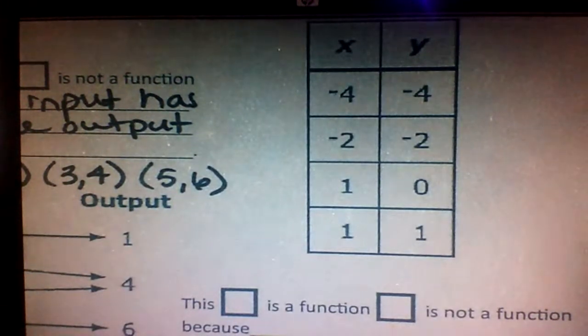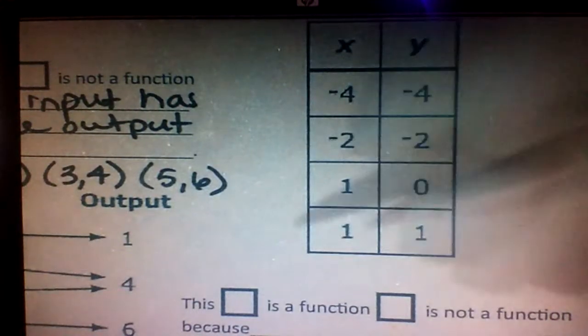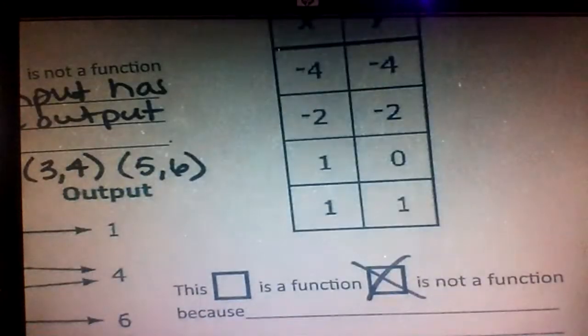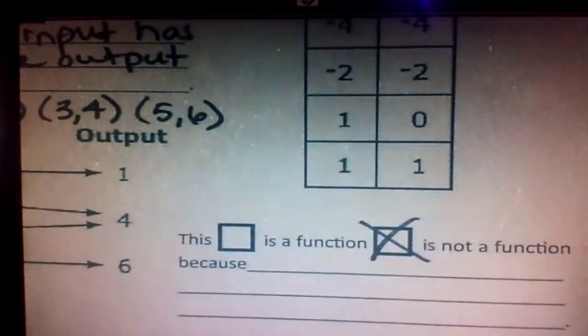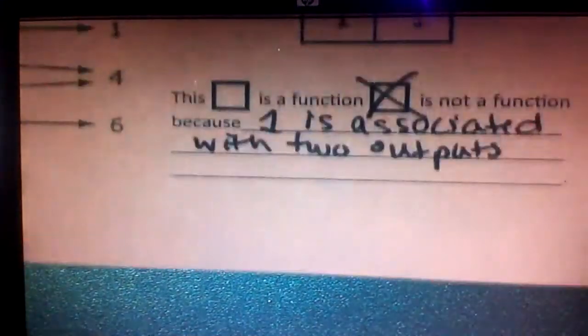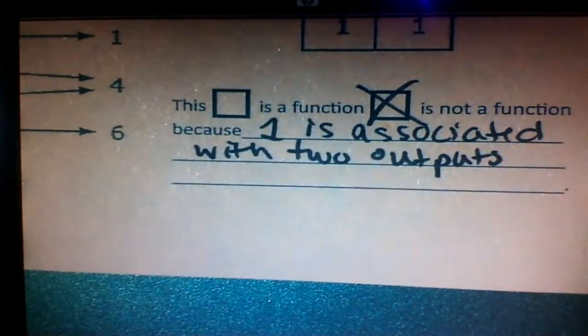Oh, I forgot. They bought up into tablets and then touchscreens. Oh, yeah. Okay. Whoops, sorry. So 1 is associated with 2 outputs. Quickly.